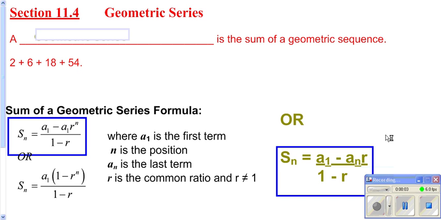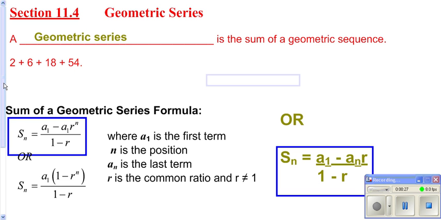Okay, we're going to look at a geometric series. We've looked at arithmetic series, arithmetic sequence, and geometric sequence. A geometric series is basically a geometric sequence where you're adding the terms together. Here's an example of a geometric series. You're multiplying by 3 each time, and you're adding the terms together.